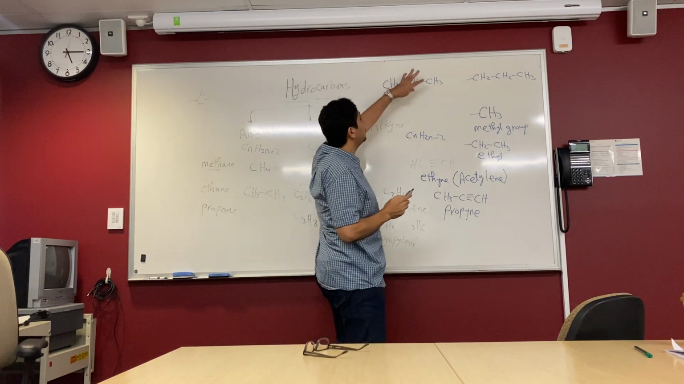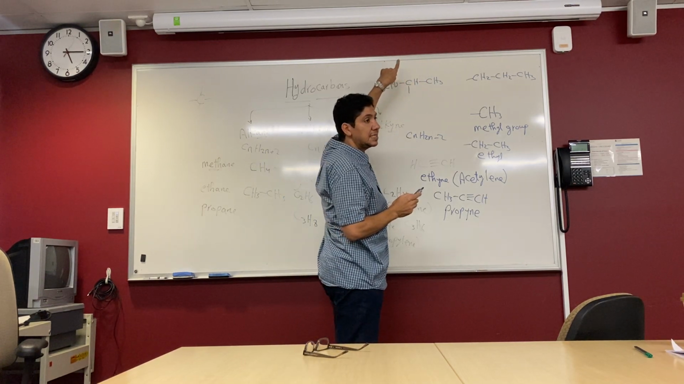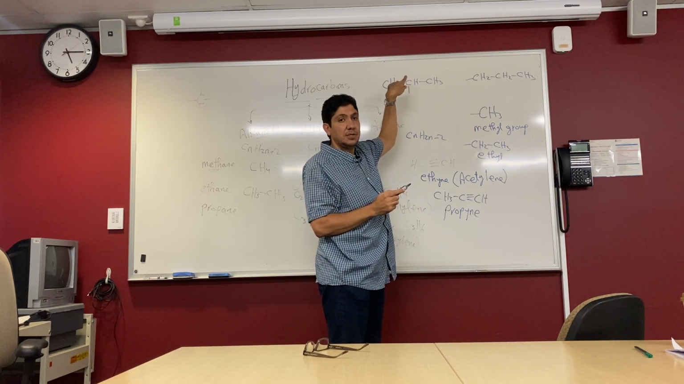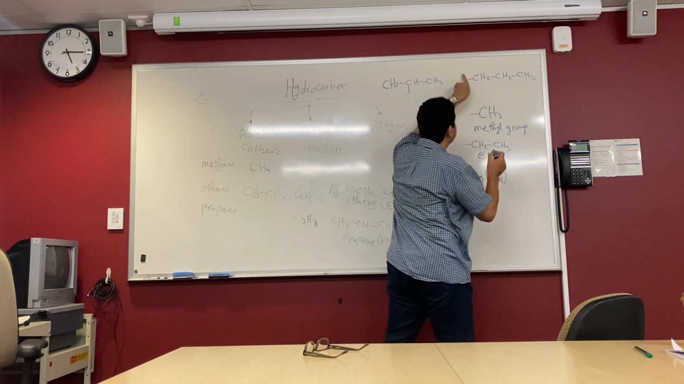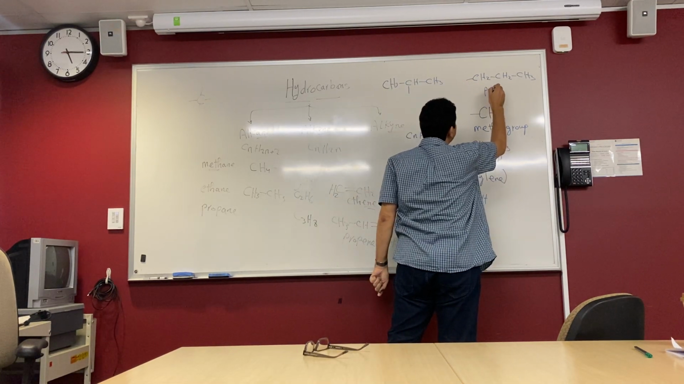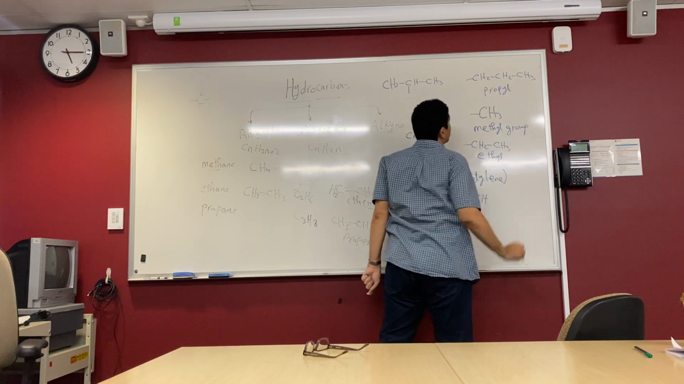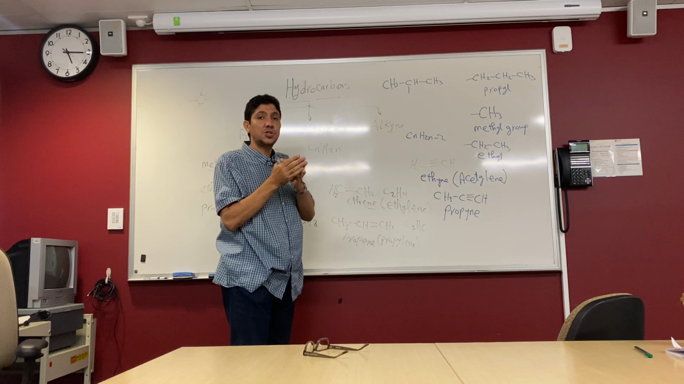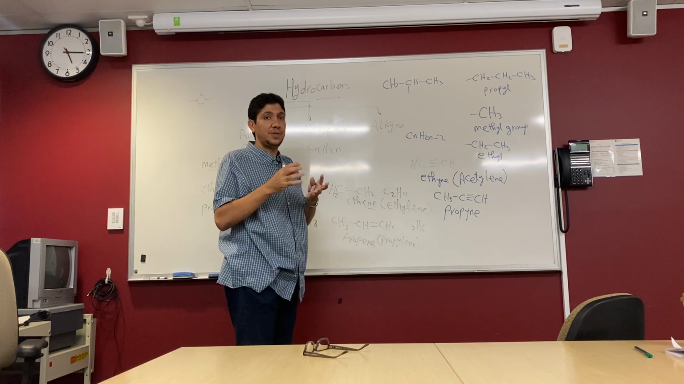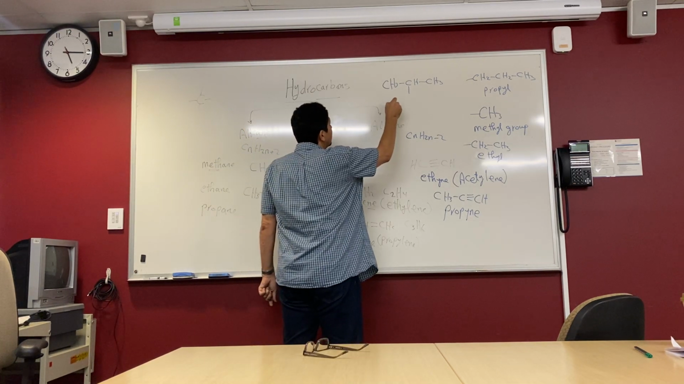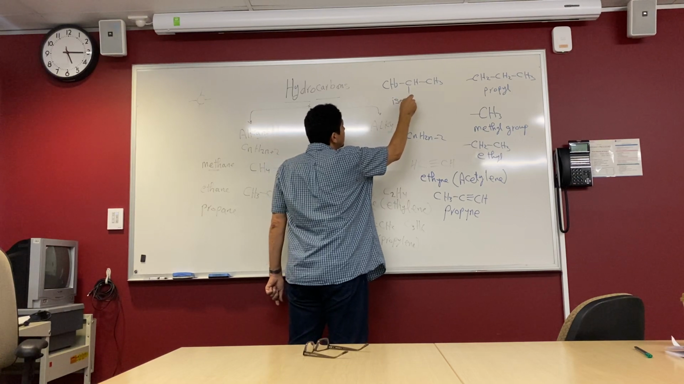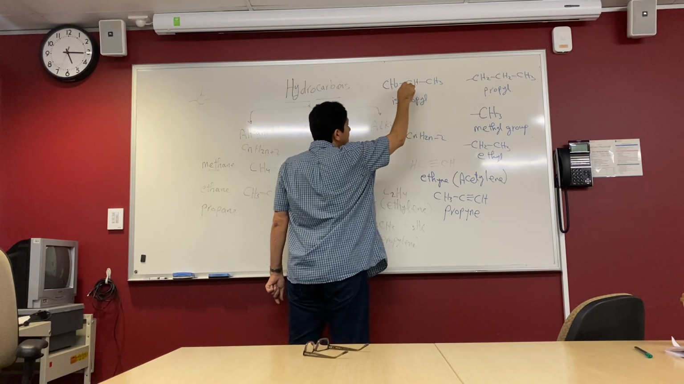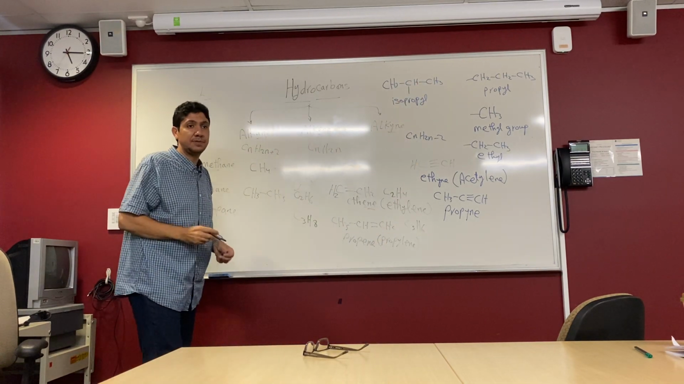So if the propyl group or propane attached from secondary carbon, what's this called? This group, what's this called? So this is propyl because it's attached from primary carbon. It's called the propyl group. Propyl group. What about this one? If attached from the secondary carbon, it's called isopropyl. Iso means like. So isopropyl. So you need to know that the secondary carbon of propane, if it's attached from it, it's called isopropyl.